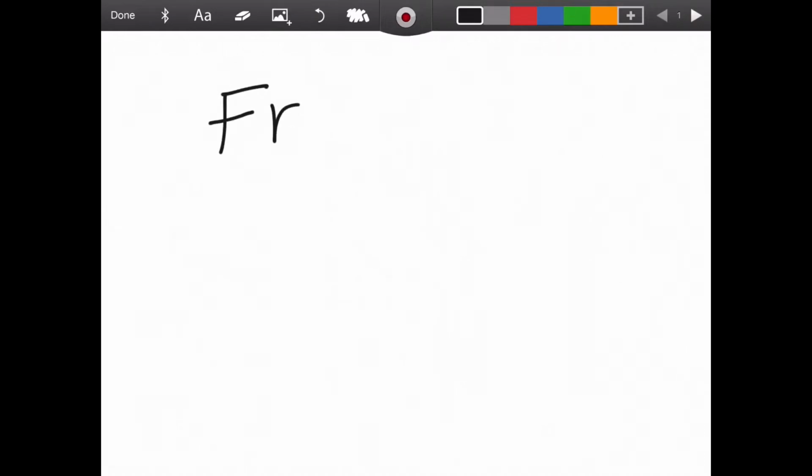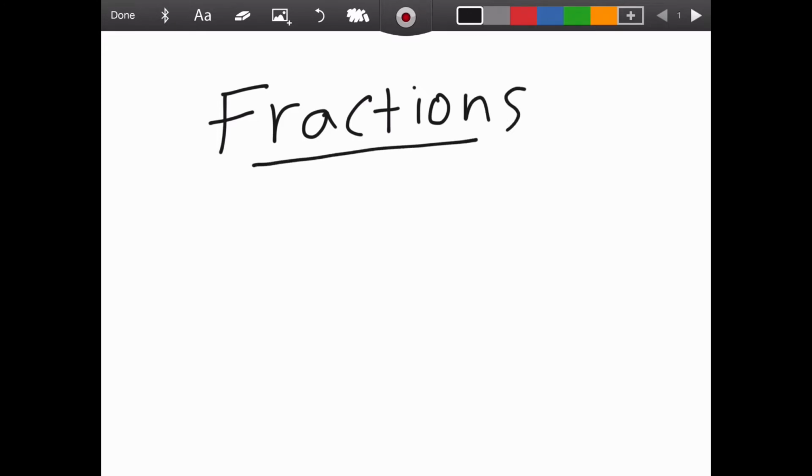Today's topic is fractions. What is a fraction? Let's not define the fraction first. Let's learn it by examples and then we'll come back and map it to the definition. Let's start with a simple example.